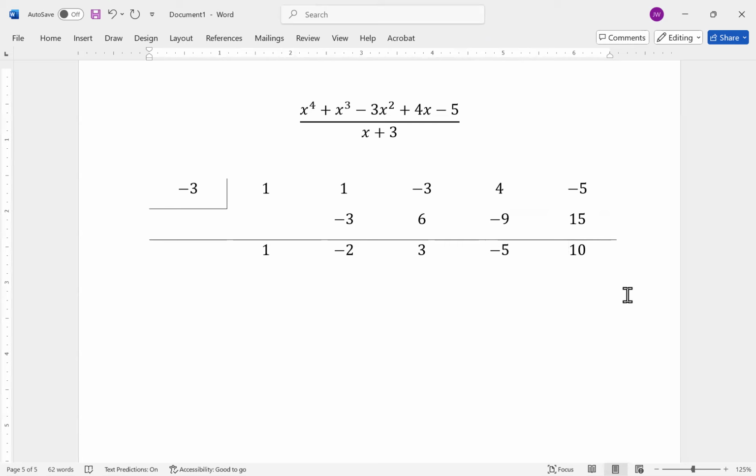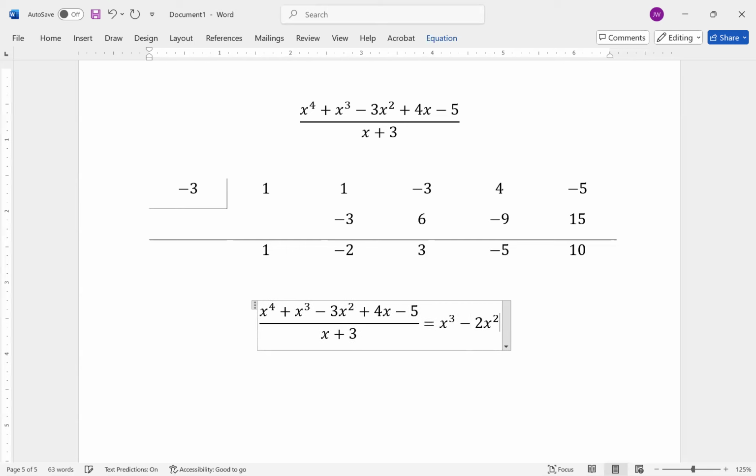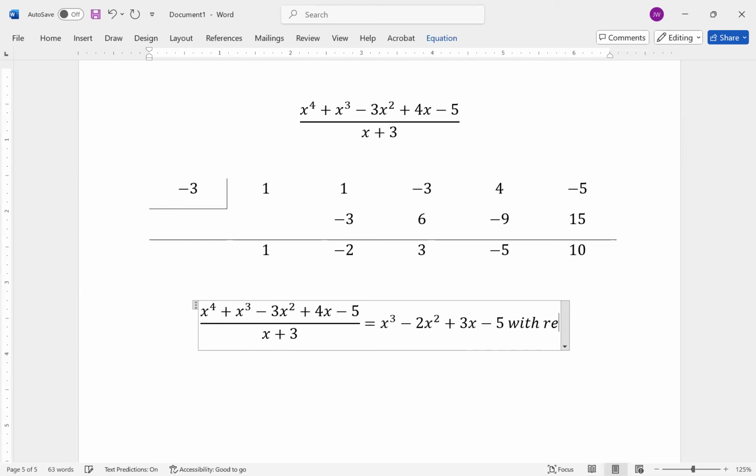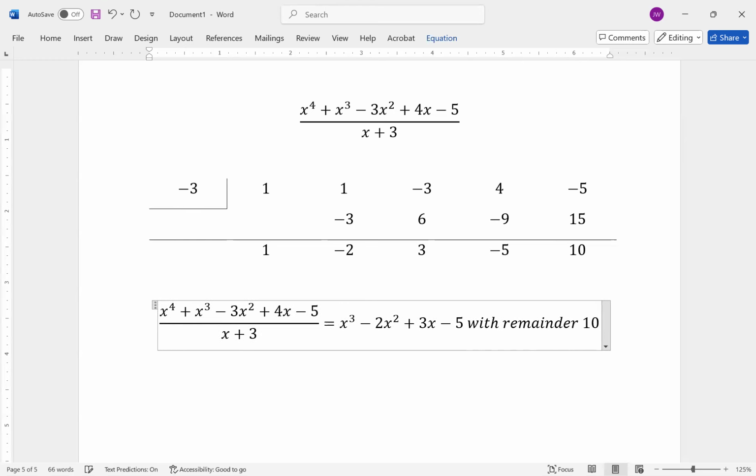And what this says is that when I do this division, I'm going to get 1 as the coefficient of the x to the third term. So we just get x to the third plus 1 minus 2x squared plus 3x minus 5, with a remainder of 10.